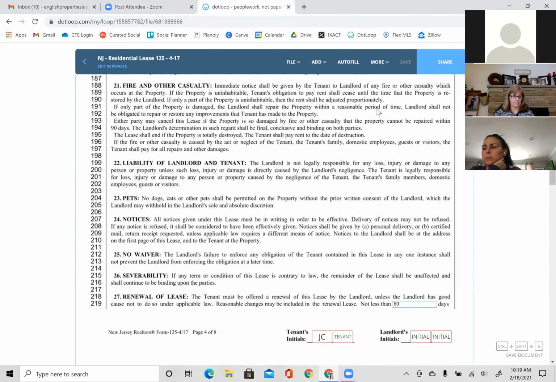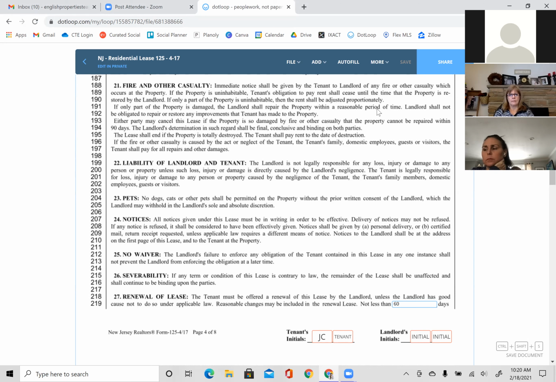If, say, there was a flood, right? Because we're in a very popular flood zone area. If there was a flood, they should be notifying the landlord that something has flooded. If anything else may have happened that would fall under what they call other casualty, they should be notifying the landlord. If, say, part of the property's not able to be used, like it got condemned because of, say, a fire, right? Then the rent is supposed to be adjusted because they're not going to be in the property.